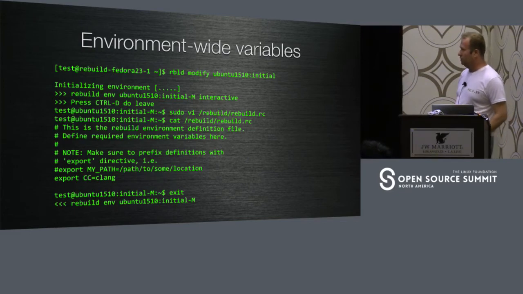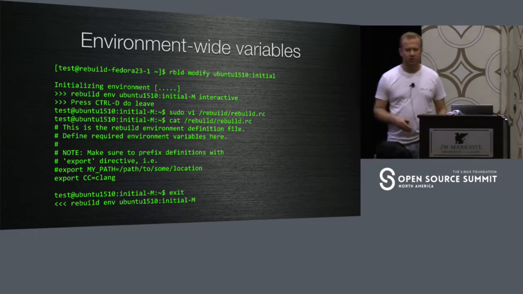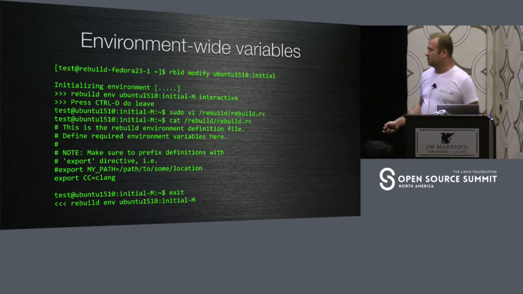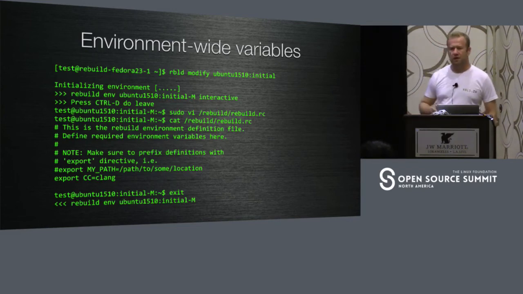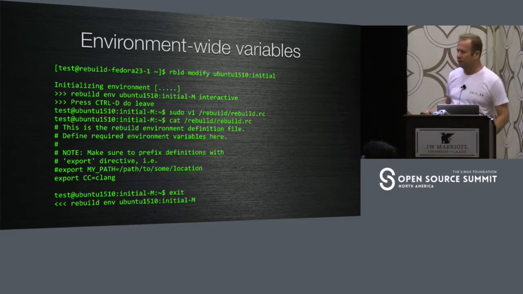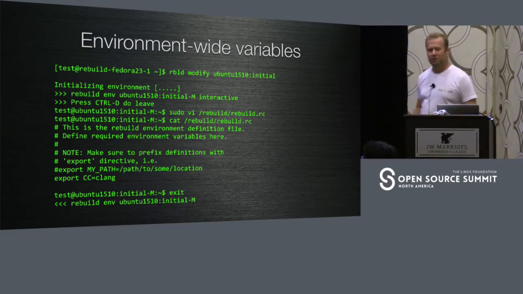And another thing that we can do is modify environment variables for each development environment. So for example, we can set different compilers inside of the environment and then save a different version of each environment. So we can create, for example, a basic environment that will use Clang, and then another version of the same environment that will use GCC.